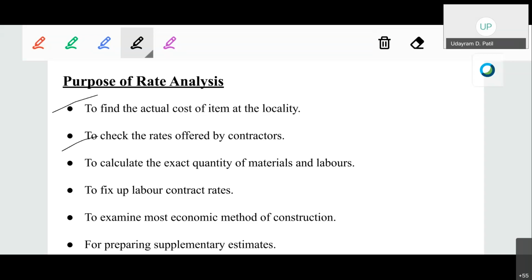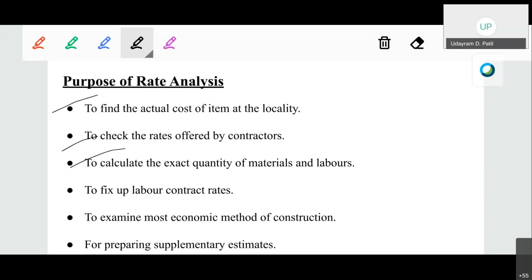Okay, so depending upon the rate analysis done by me, I'm going to evaluate the contractor, and if I'm satisfied with the bid provided by the contractor, I'm going to carry forward with my decision of selecting him as the contractor for that particular tender. Okay, next will be to calculate the exact quantity of the materials and the labors. Now, I want to construct a particular building.